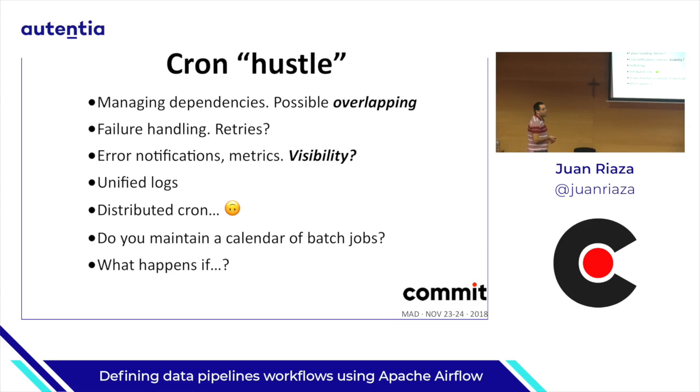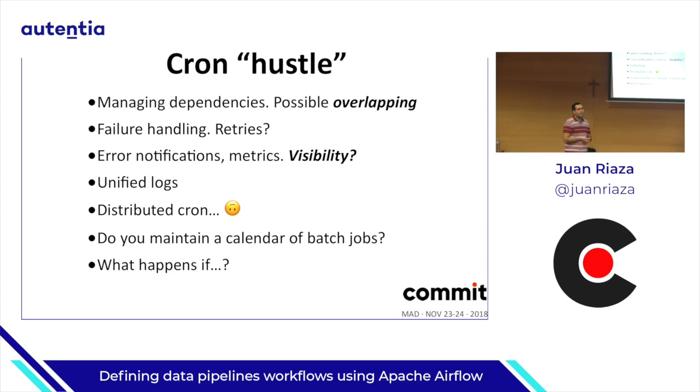So we have lots of problems if you're using cron, such as managing dependencies. So there might be possible overlapping. Failure handling, do we need to retry a step? How do we handle failure at each step? How do we notify errors? We don't have metrics. Do we have visibility at all about what happens overnight? And well, it would be okay to have unified logs. I mean, we don't know in which language each step has been developed, and it would be okay to have unified logs from all of them.